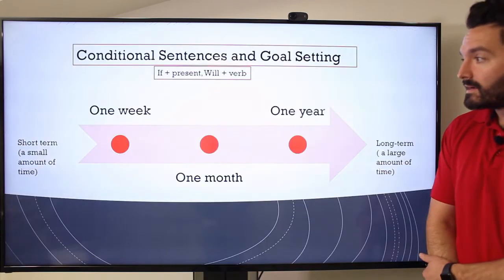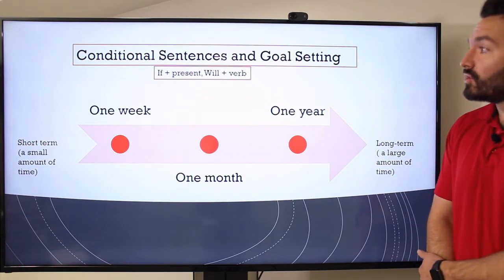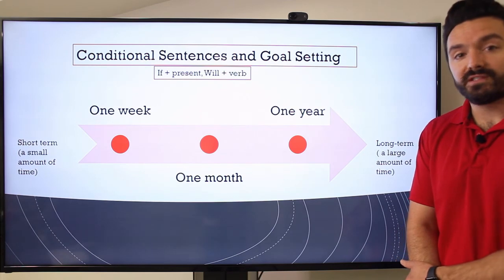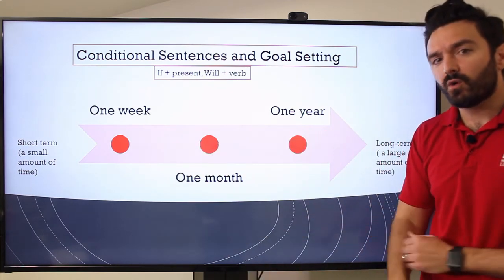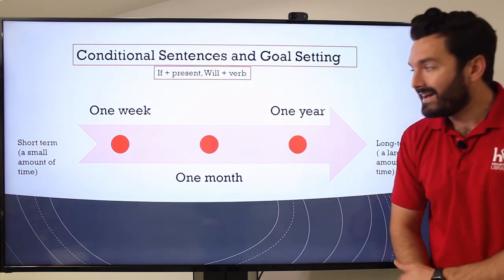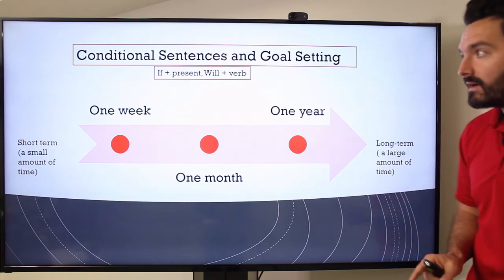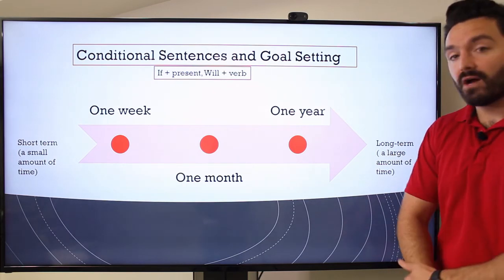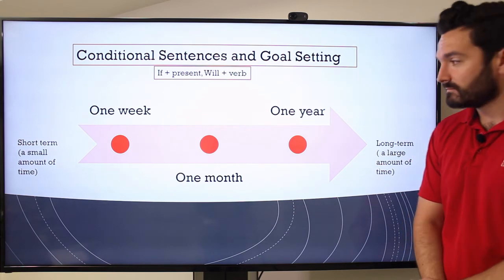All right, now let's try this. Conditional sentences and goal setting. I'd like you to try and create your own conditional sentence. Set a goal for this week. One goal for this week. What can you do? Then I'd like you to set a goal for 1 month. And then try to set a goal for 1 year, a big goal. I'll give you a second. Go ahead and pause the video and try to write out 3 goal sentences using conditional sentences we just practiced.